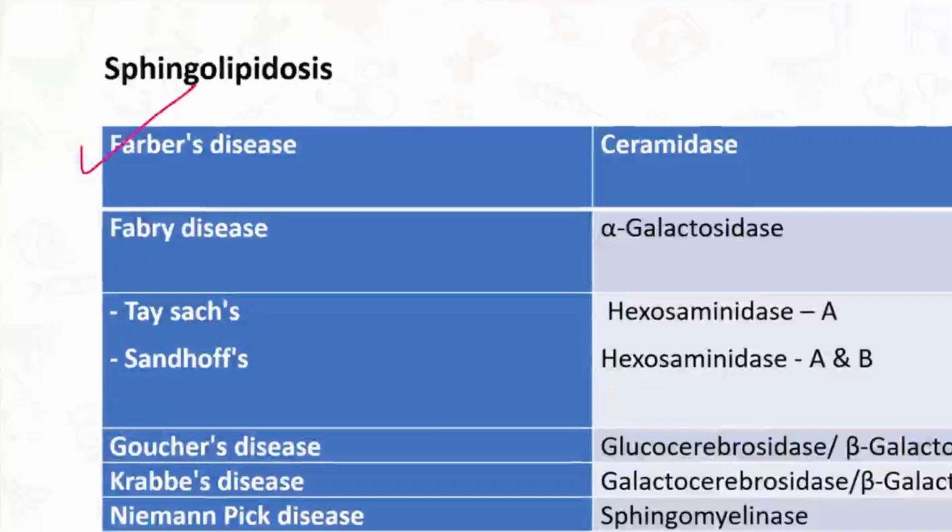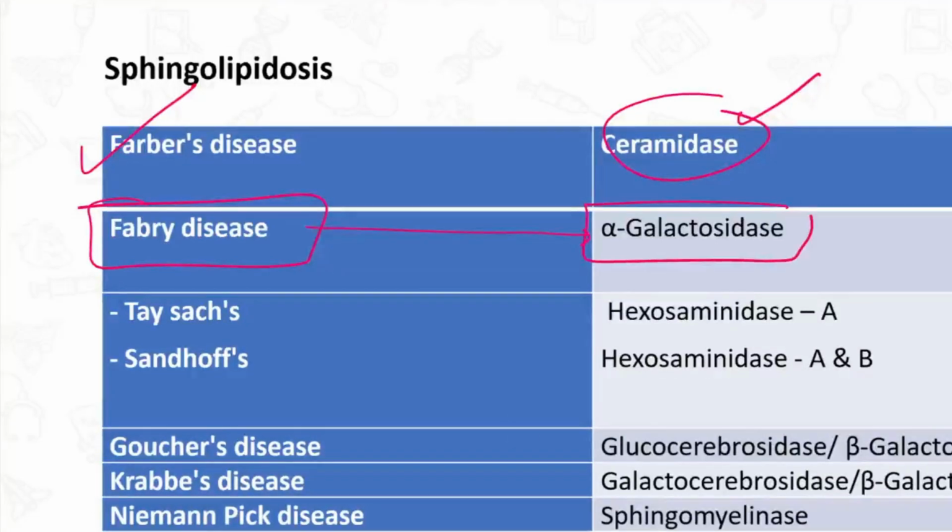Farber disease, ceramidase, I just discussed. Fabry's disease, alpha galactosidase. Beta galactosidase was Krabbe's disease. Alpha galactosidase, Fabry's disease. Alpha looks like X, so X-linked recessive. All other sphingolipidosis are autosomal recessive, but Fabry's disease is X-linked recessive.